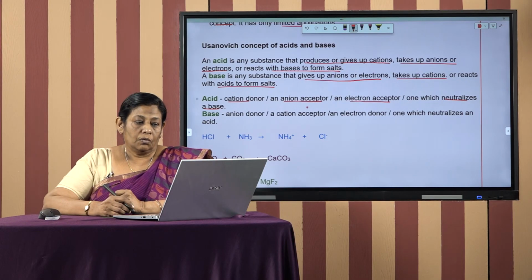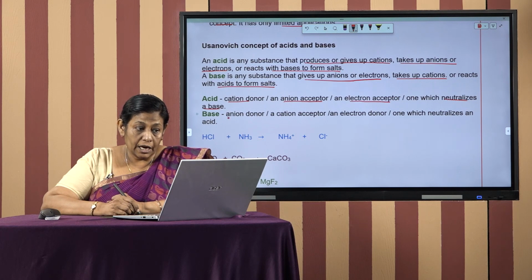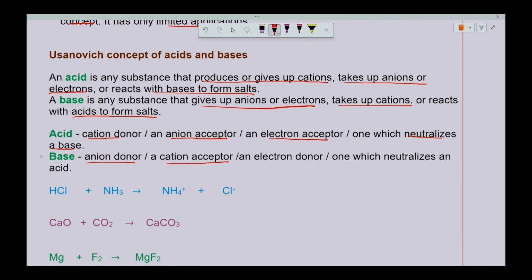And a base is any substance that gives up anions or electrons, takes up cations, or reacts with acids to form salts. In the case of a base, it is an anion donor, the reverse of that, a cation acceptor, an electron donor, or one which neutralizes an acid.